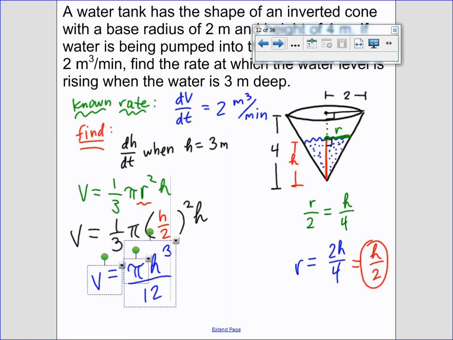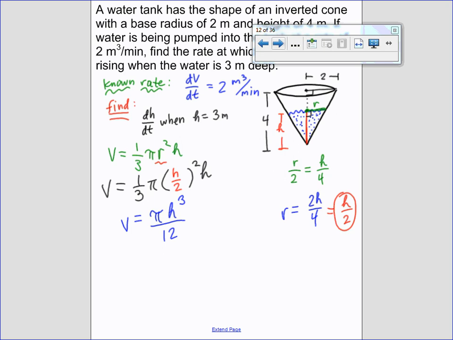Good, let's do it. So we'll differentiate now both sides with respect to time. The derivative of V with respect to time is dV/dt equals, going to pull my constant multiplier, pi over 12, out front, and then differentiate H cubed. Can I differentiate H cubed with respect to time? You bet your boots. The derivative of a power function is exponent times the base raised to 1 less times the derivative of the base. What's the derivative of the base? dH/dt, and that's what we were after.